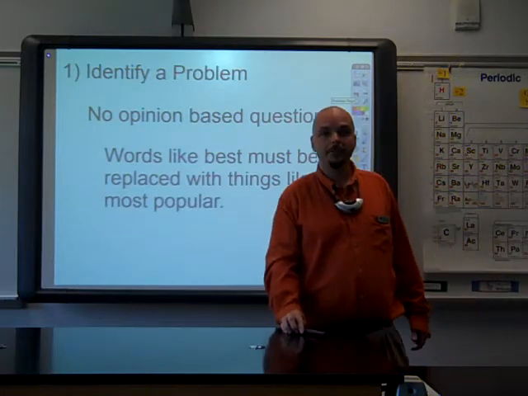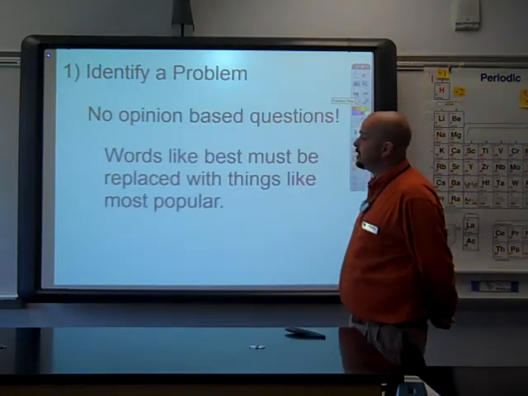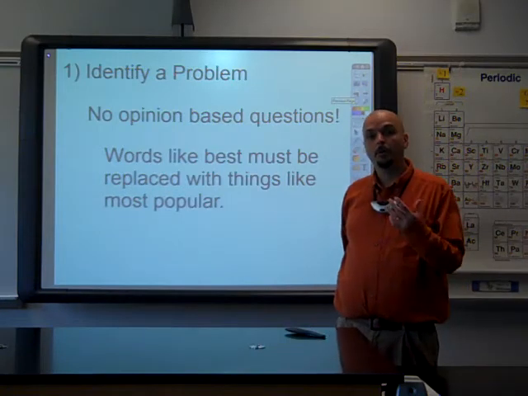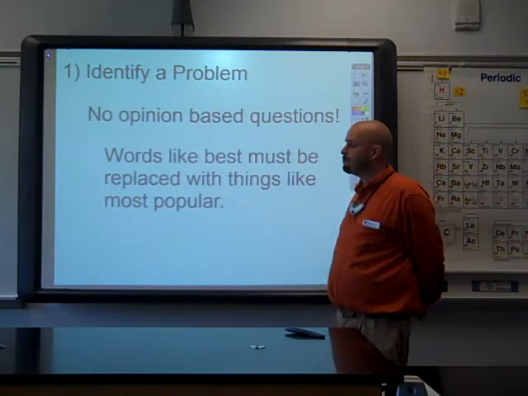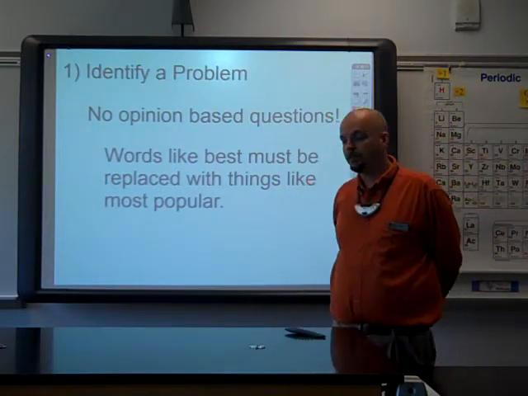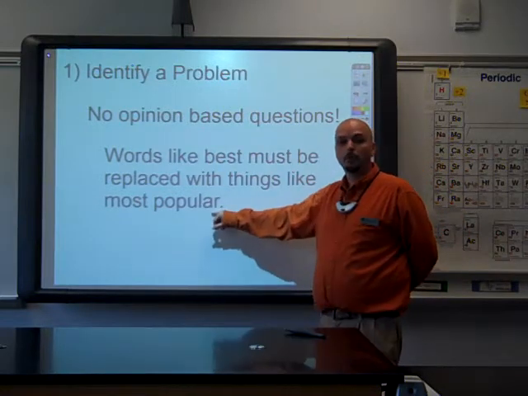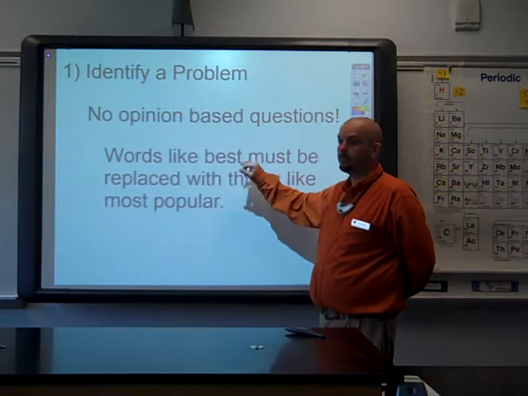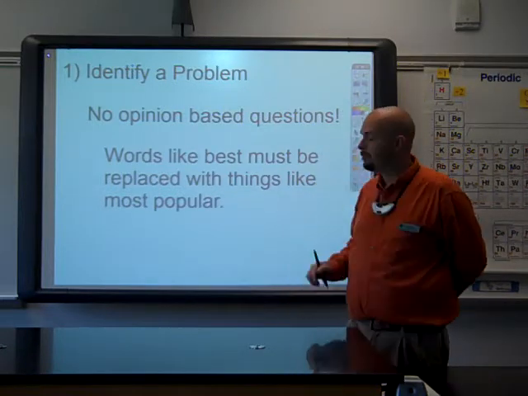The first of which is to identify a problem. During this step of the scientific method, we're simply looking for a question that we're trying to answer. There are some limits. Those questions must be based in fact, not opinion. This means we have to learn to think with words like most popular as opposed to best, or least popular as opposed to worse.